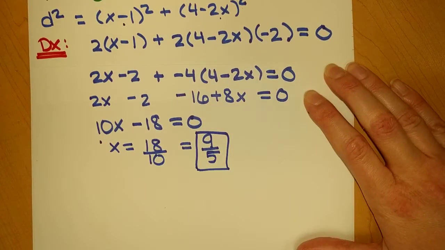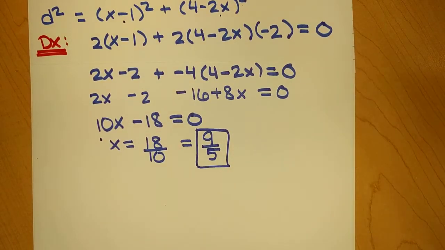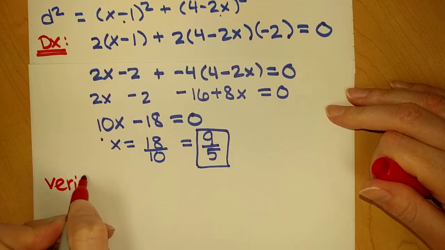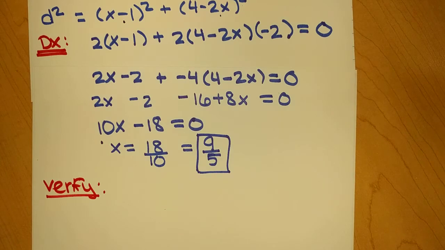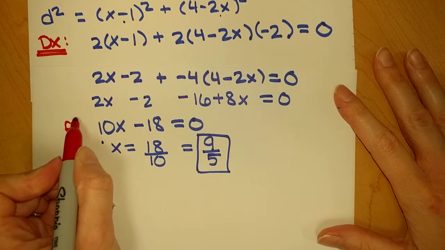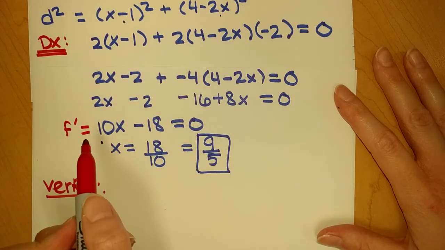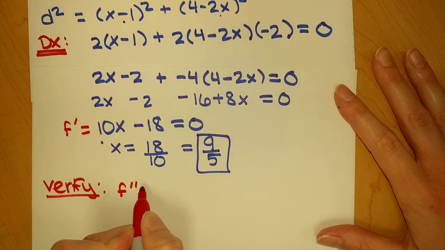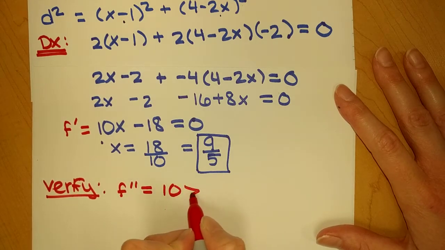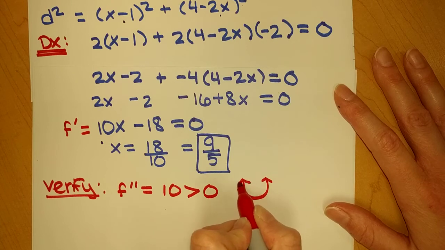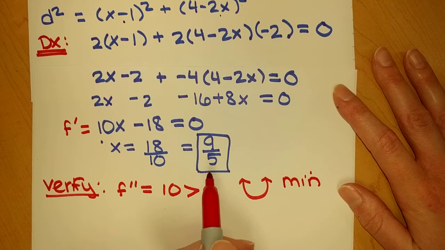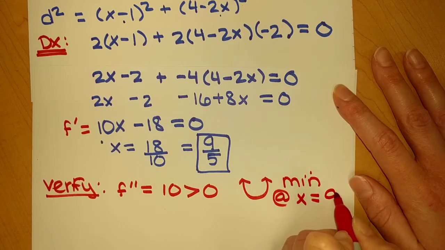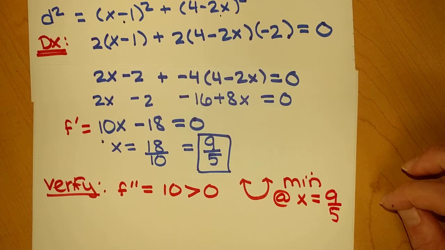If we want to verify that that truly does minimize it, we could use either the first derivative test and draw the number line, or we could use the second derivative test. Here the second derivative test is very straightforward, because if you look at your first derivative in its simplified form, you have 10x minus 18. So the second derivative would just be 10. That tells us that it's positive, so it's concave up. And if it's concave up, then we do in fact have a minimum at x is equal to 9/5. So x is equal to 9/5 does minimize this function.